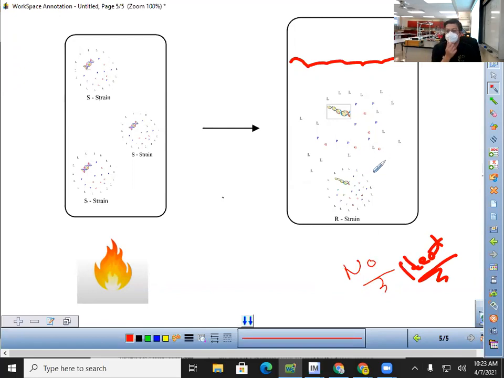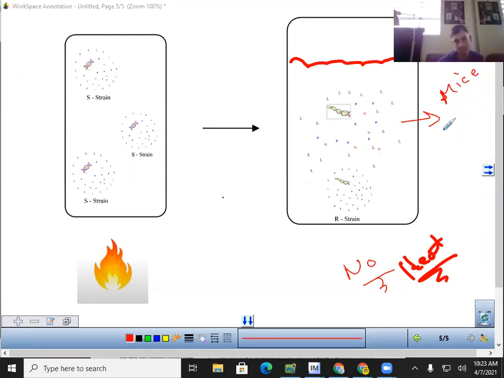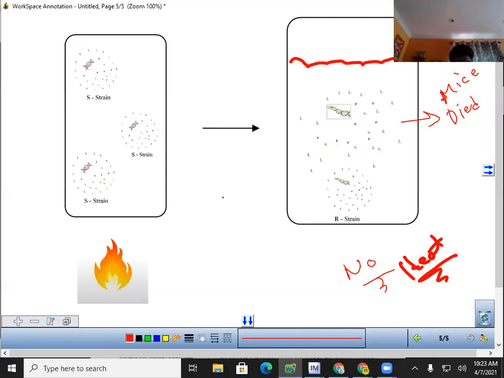What happens next? Because remember what happened when we took this mixture and we injected the mice. What happened to the mice? It lived. No, it died. The mice died. When we added this, the mice died. So why did the mice die? That's my question. One more time. Why did the mice die?